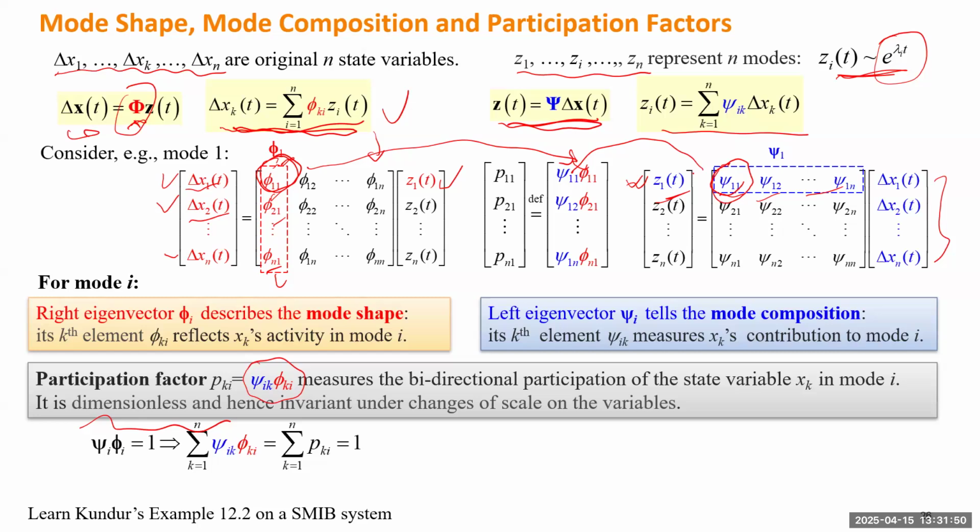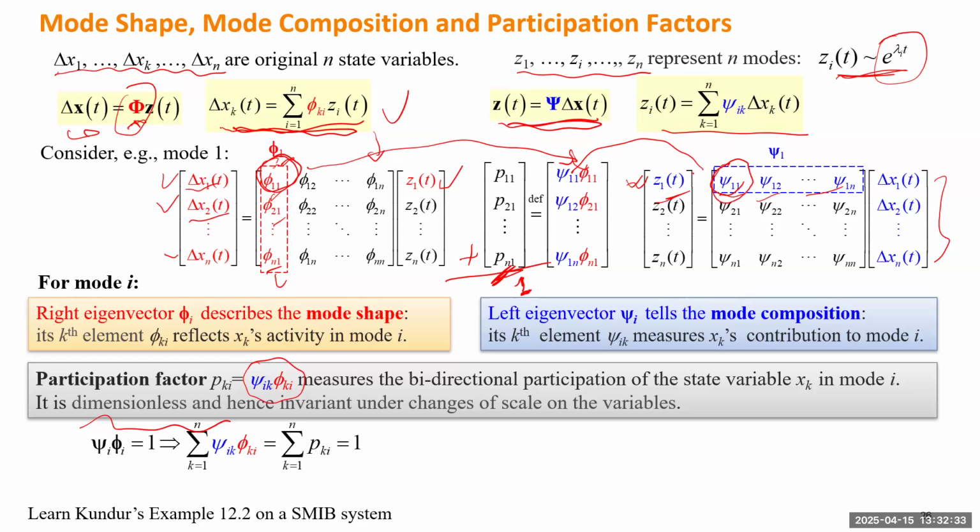Also, you can easily prove that if you calculate this participation factor for mode I, all the factors added together will be 1. That is guaranteed by the assumption that psi is the inverse of phi. So if you calculate participation factors for all state variables associated with any mode, all the participation factors together will be 1. That's very useful for designing control, to tell which variable contributes the most to that mode.